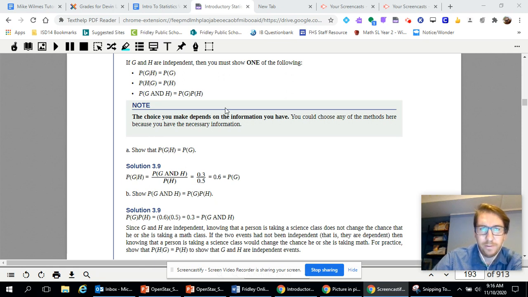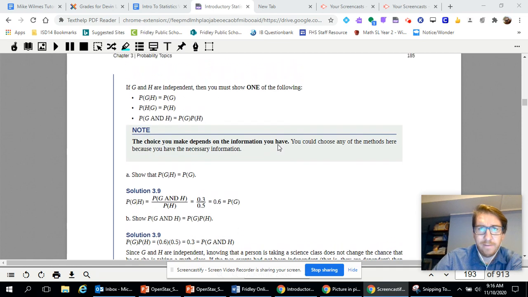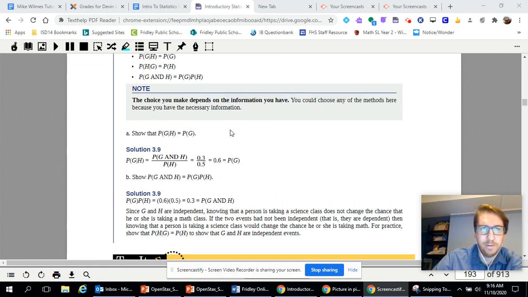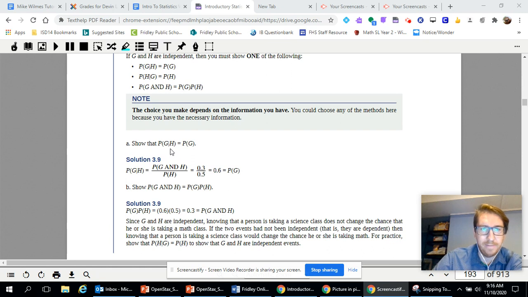So here you get to choose. You get to pick which one, and it depends on which information you have. We have a lot of information here, so we'll show all three. So the first one will show the probability of math given science is equal to the probability of math.